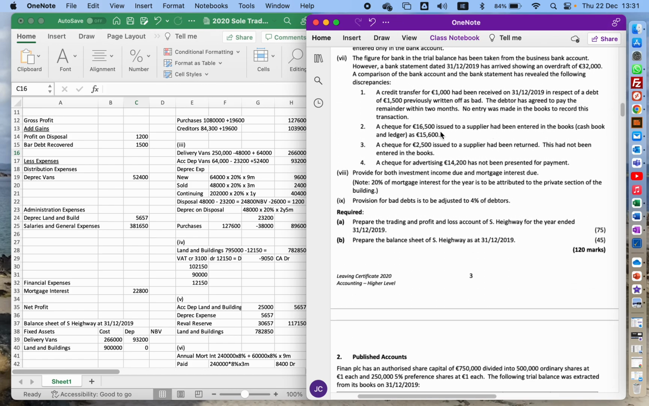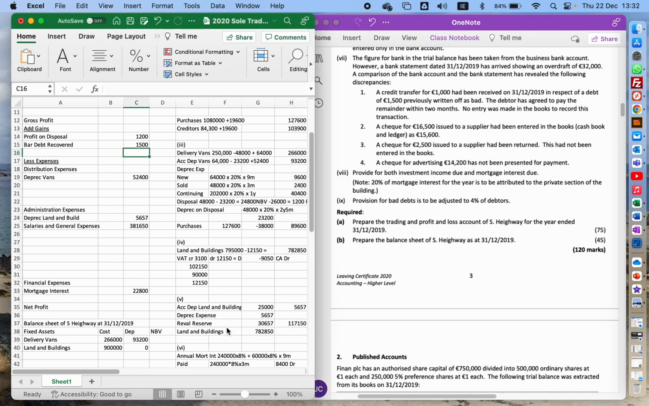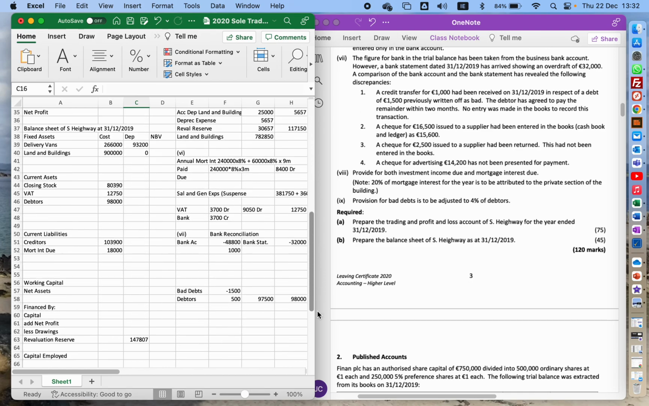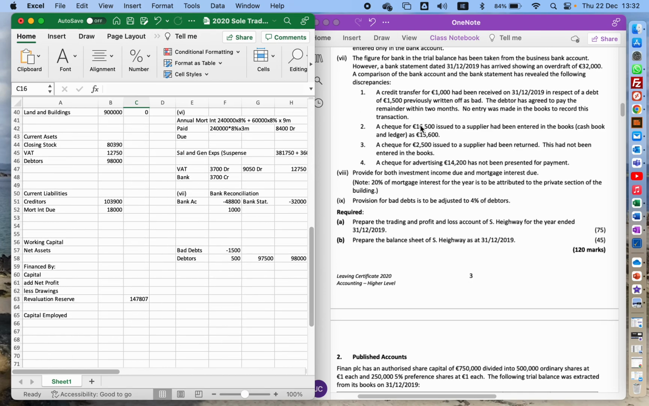Check for 16.5 issued to supplier and entered in the books as a wrong number. So let's go back down to this. So a check for 16.5, which would have been a minus number, would have made my bank account smaller, increased my overdraft. It has been put in as the wrong number. So I'm 900 out, so I need to take another 900 away from my bank account. And that fixes the bank part of it. The supplier then is a creditor.